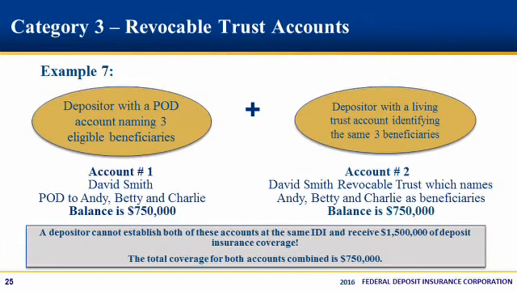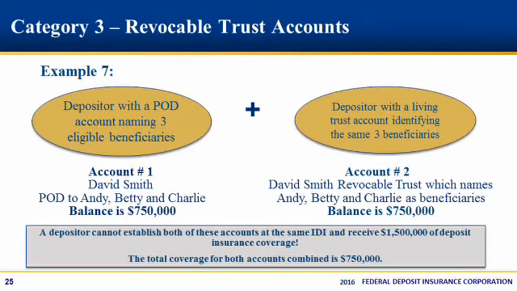The question the owner David Smith has is, can I open a second account using my formal trust agreement for $750,000, which also names the same beneficiaries as on my payable on death account, Andy, Betty, and Charlie? And the answer is no.